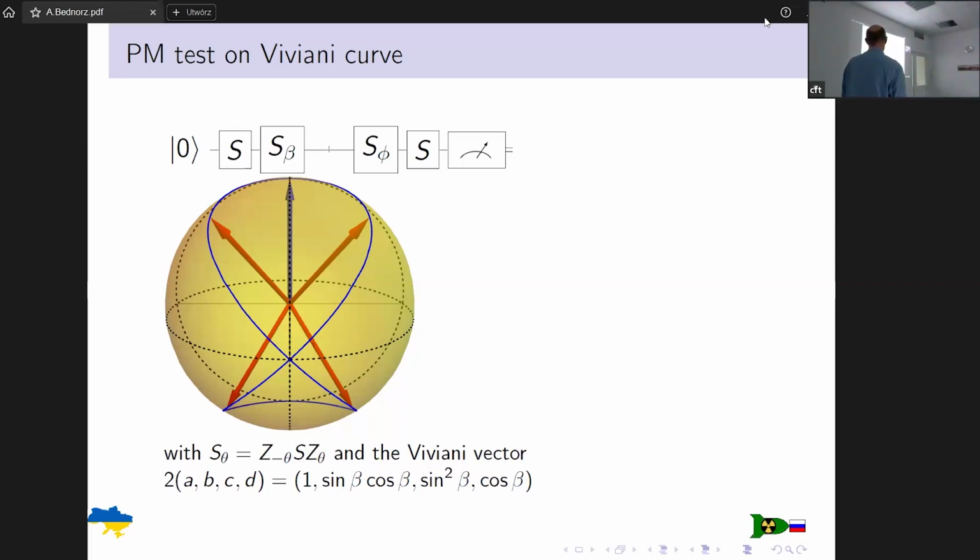By these two operations, you can prepare the state which is on the Fizyki curve, and the measurement state is also on this Fizyki curve. This is the parametric equation for the Fizyki curve. Why is it important? Because now you have only two independent parameters in this test. One is the angle of the prepared state, and the other is the angle of the measurement state. So this beta and phi work as the index from 1 to 5.